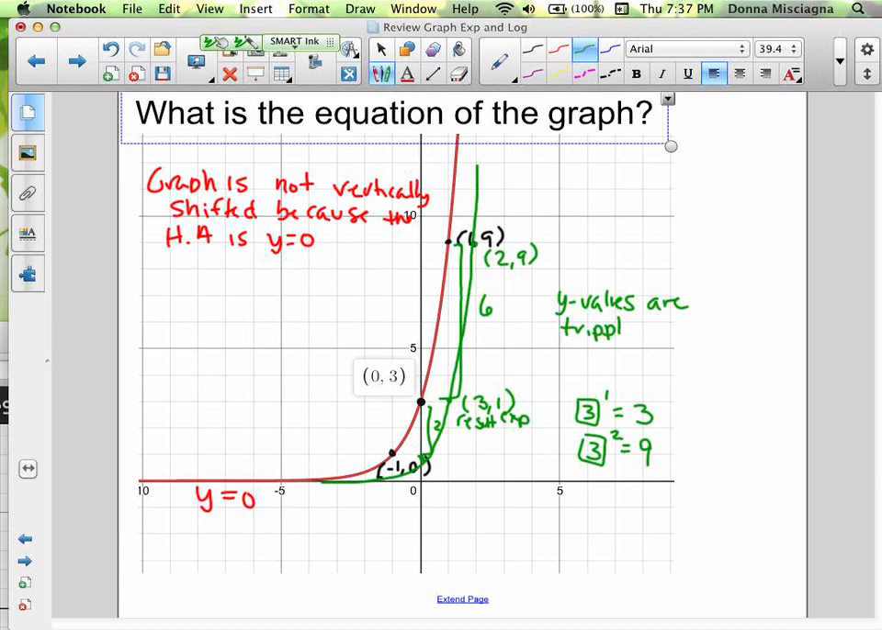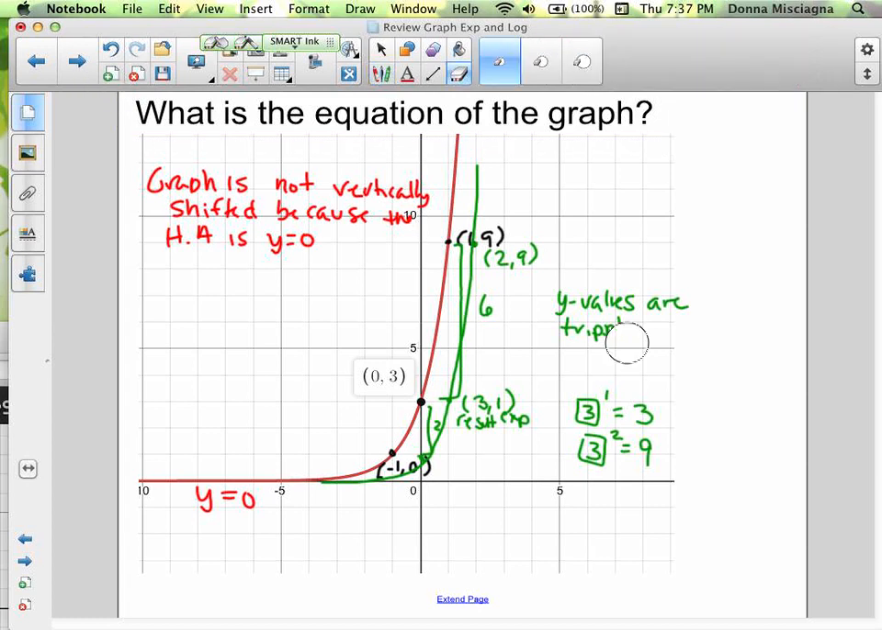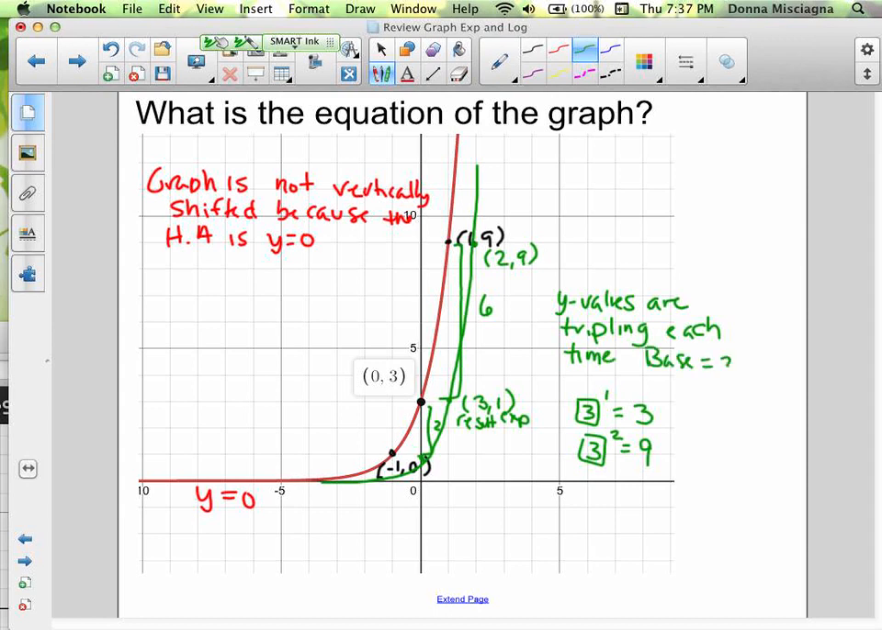Tripling? I don't think so. That doesn't look right. It still doesn't look right, but I'll go with it. So that means our base is 3. We're shifted, right? We don't go through the point 1, 0.